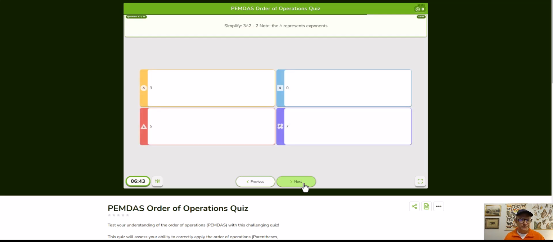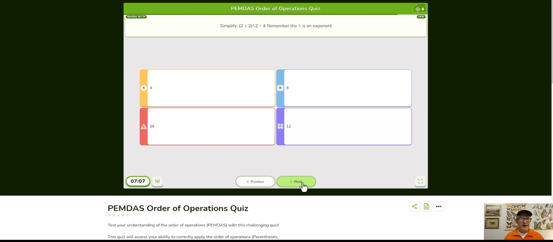So now we've got 3 squared minus 2. Well, 3 squared is 9. 9 minus 2 is 7. Now we're going to simplify 4 plus 5 plus 6 minus 5. 4 plus 5 is 9. 9 plus 6 is 15. 15 minus 5 is 10.